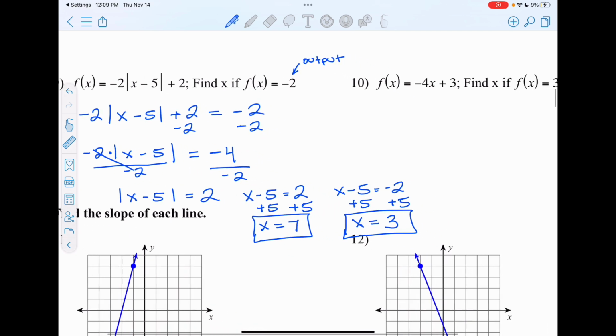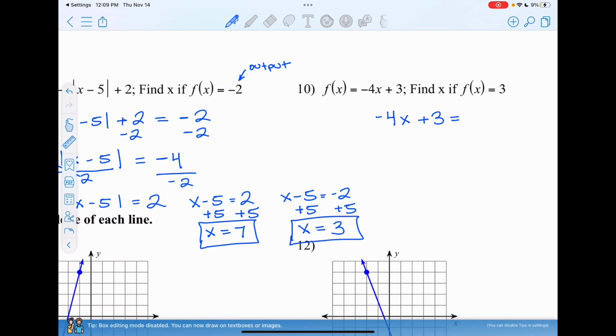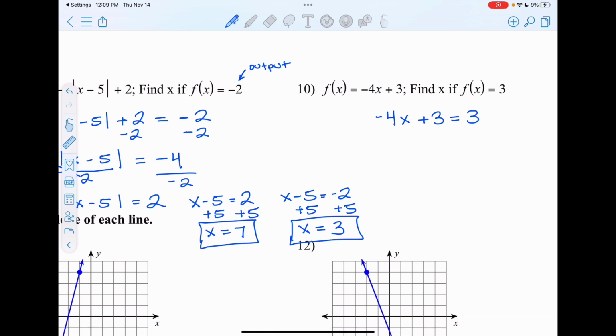And let's try number 10. Once again, that 3 is outside of my parentheses, which means it's an output. So I'm going to write out my function, negative 4x plus 3, and set it equal to my output, equal to my answer. And now I'm going to solve. I need to subtract 3 to get rid of 3, and I get negative 4x is equal to 0, because 3 minus 3 is 0. And then in order to get rid of the negative 4, I need to divide by negative 4 to both sides. And 0 divided by negative 4 is 0.